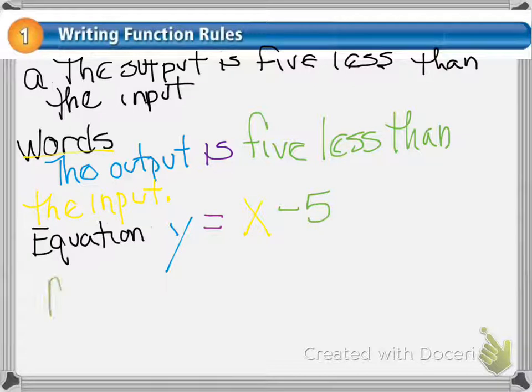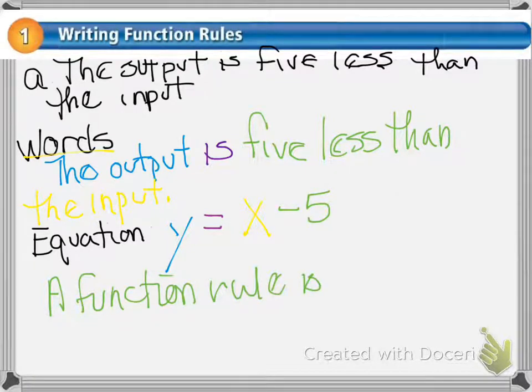So a function rule for this is y equals x minus 5. And there you go, there's the rule.